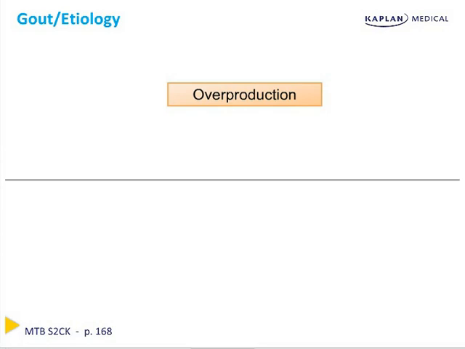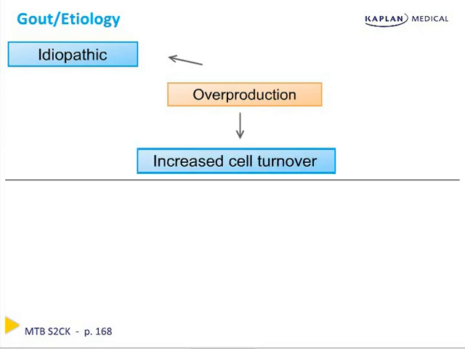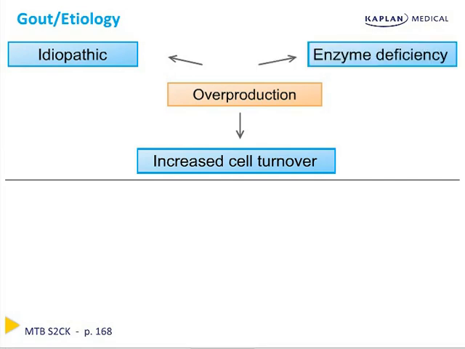The etiology of gout comes from the two areas I mentioned, overproduction and underexcretion. In the overproduction category, the first cause is idiopathic, which means we don't know why. The second is an increased cell turnover. This can be in cancer, hemolysis, psoriasis, or chemotherapy. The last is an enzyme deficiency, such as Lesch-Nyhan syndrome or glycogen storage diseases.